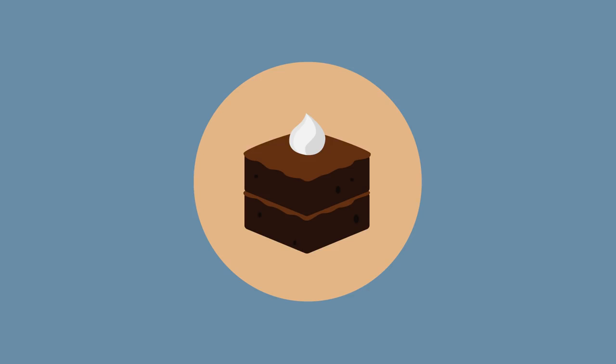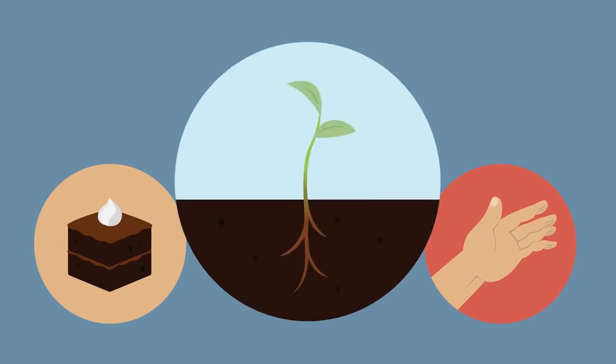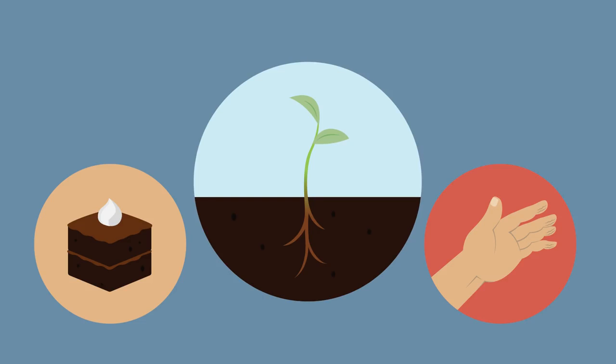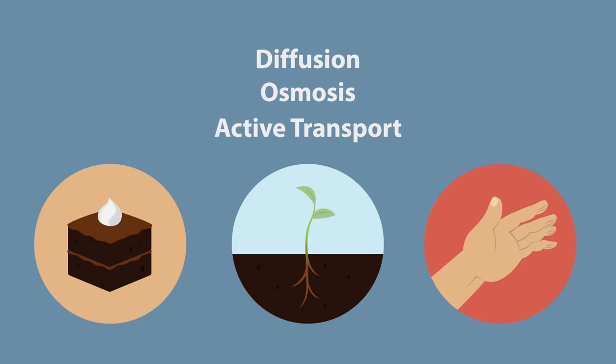Can you smell that delicious cake? Have you ever wondered why your fingers prune in water, or how plants manage to take up nutrients from the soil? All of these things require the movement of substances by either diffusion, osmosis, or active transport.